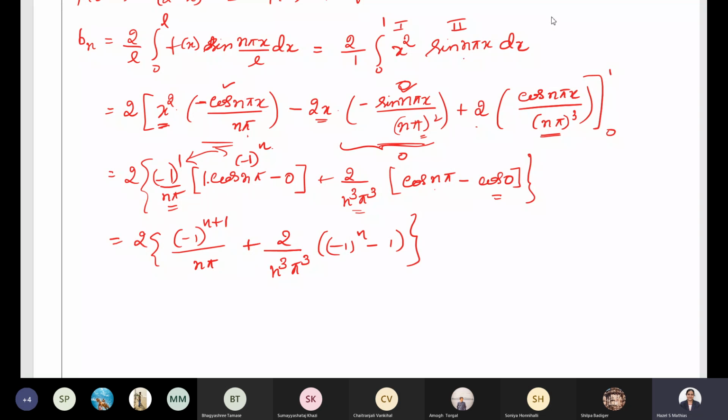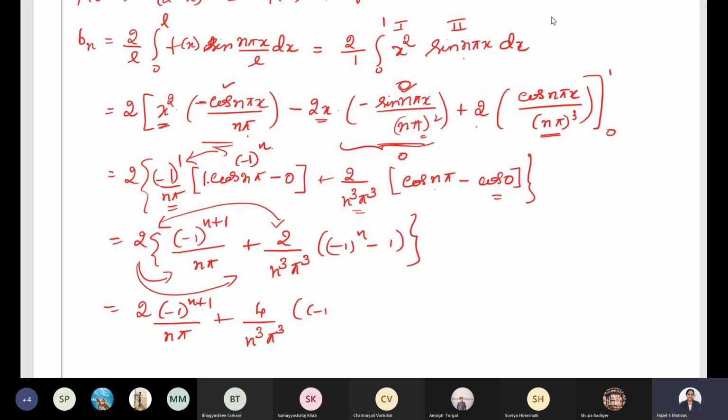Now next what we can do is simplify these two terms and write them all together. You multiply this 2 to both the terms. We get 2 into minus 1 power n plus 1 divided by n pi. Then 2 twos are 4, correct? This 2 into 2 will be 4. So plus 4 by n cube pi cube into minus 1 power n minus 1. Is it okay everyone?